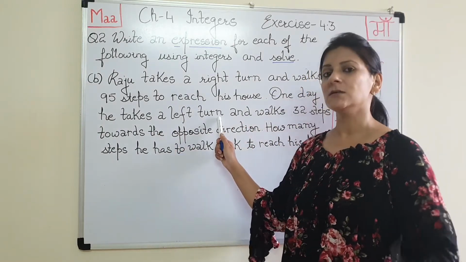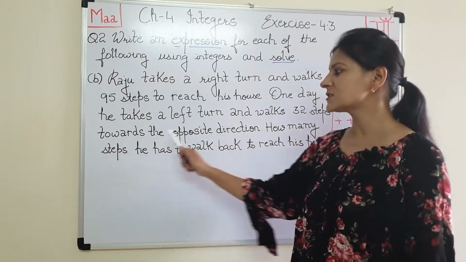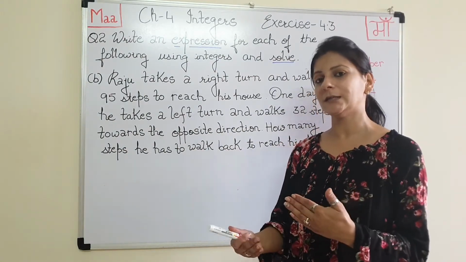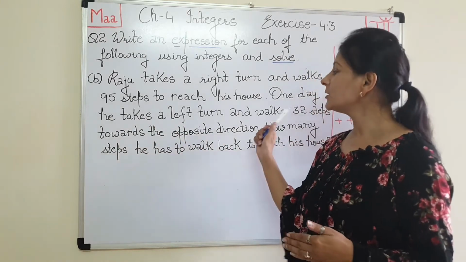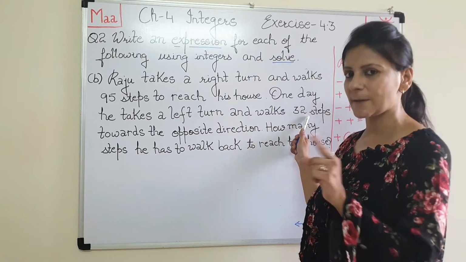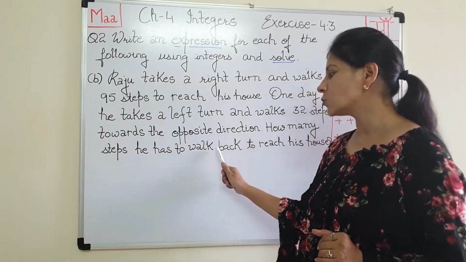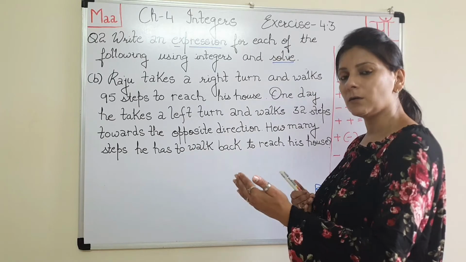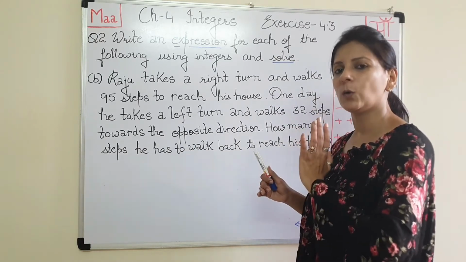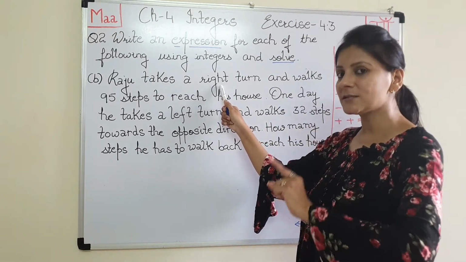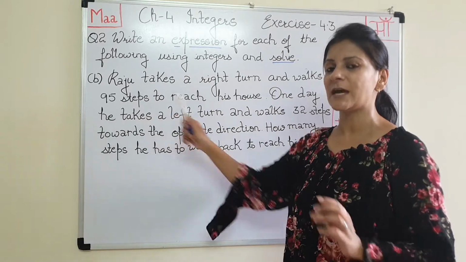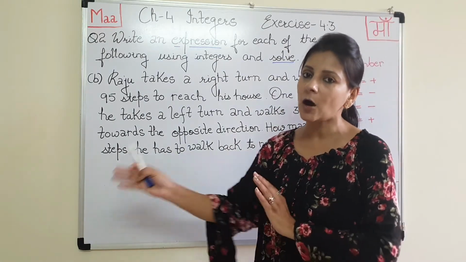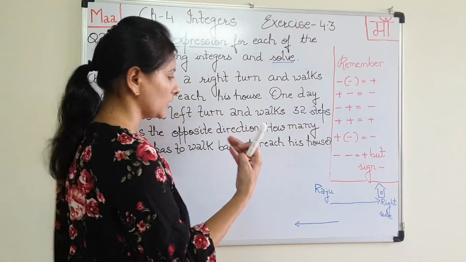One day he takes a left turn and walks 32 steps towards the opposite direction. How many steps he has to walk back to reach his house? First of all he took right direction and walked 95 steps, and then he took opposite direction, left hand side, and he walks 32 steps. So now we have to tell how many steps he has to walk to move to his house.